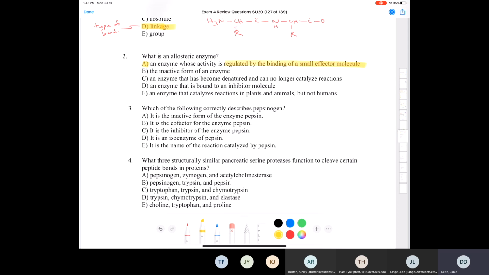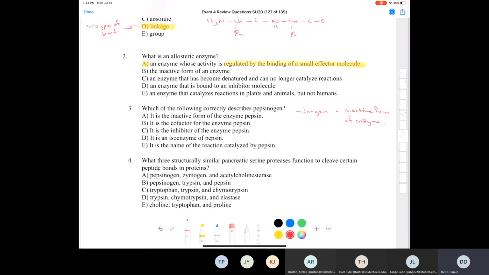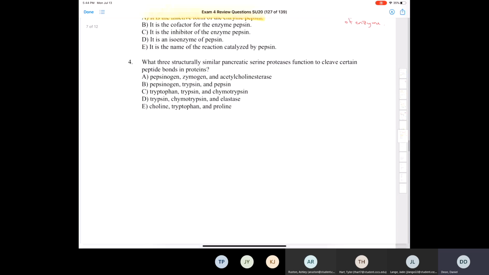Number 3 says, which of the following correctly describes pepsinogen? You probably remember, if you watched my videos, I talk about inogens a little bit. Whenever you see the suffix inogen, it means an inactive form of an enzyme. So if you hear of pepsinogen, chymotrypsinogen, and so on and so forth, pepsinogen is the inactive form of the enzyme pepsin. So you have to know what the inogens are.